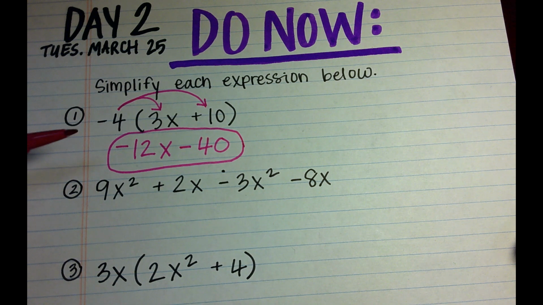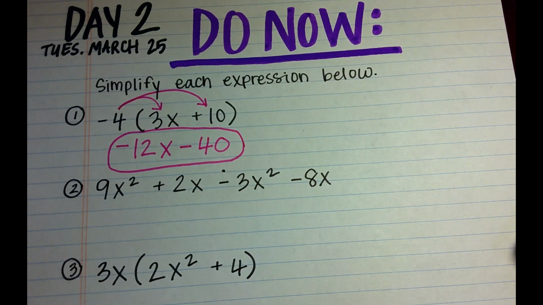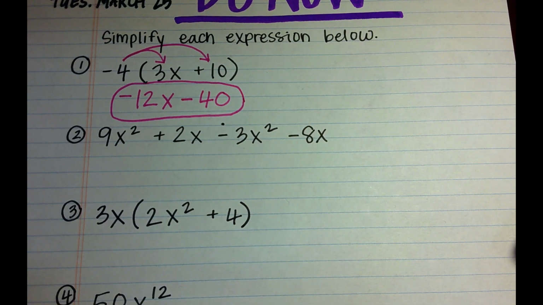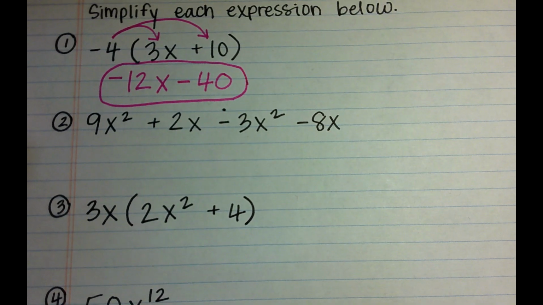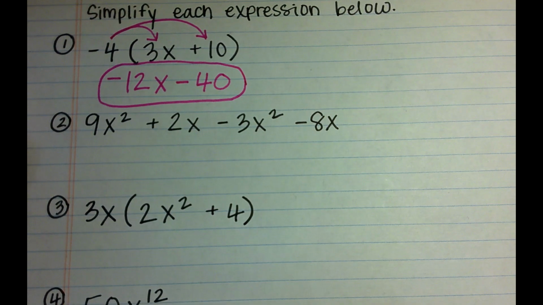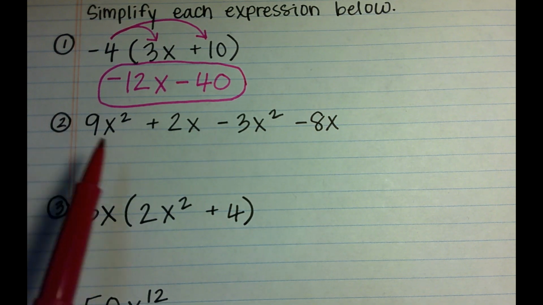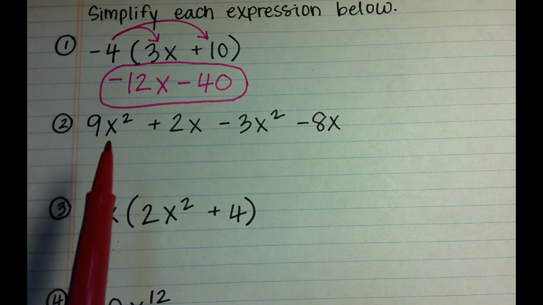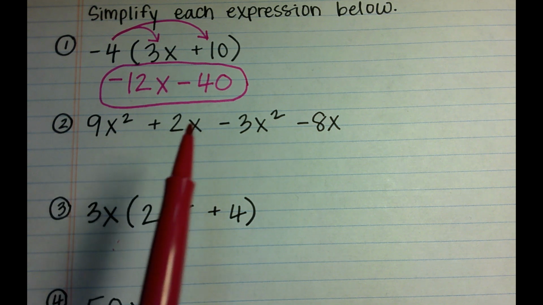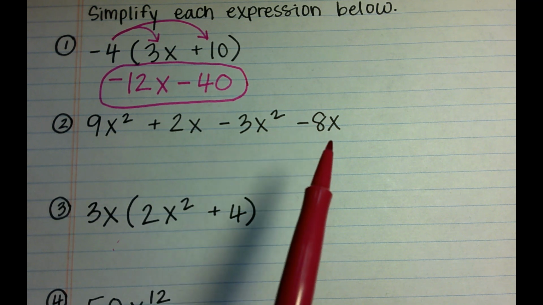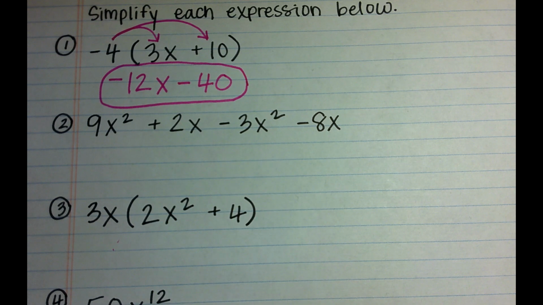Does anybody have questions about how we got that for number 1? Okay. Let's look at number 2 then. Got something a little bit different now. On number 2, I've got 4 terms here: 9x squared plus 2x minus 3x squared minus 8x. What's going on here, and how am I going to go about simplifying this?